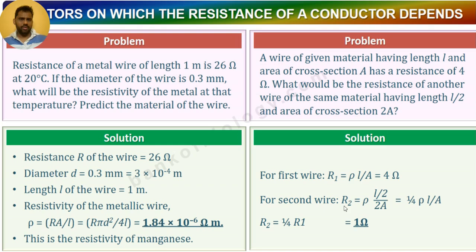You can go through both the questions, and they are straightforward. This type of question can be asked, and this also can be asked. So fundamentally we have to be clear. We need to know the formula. R is equal to rho L by A, R is equal to V by I, etc.